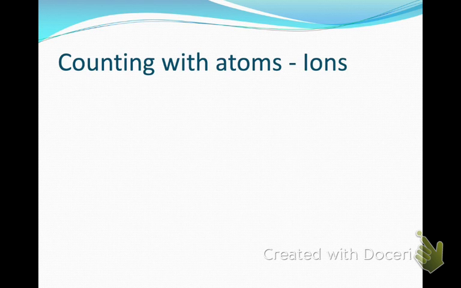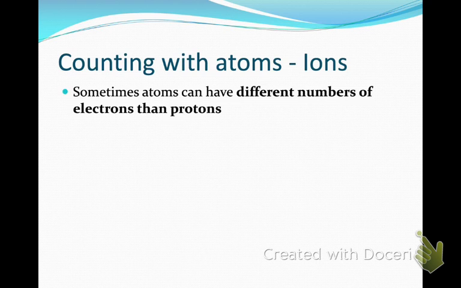All right, so now we've gotten really good at identifying the number of protons, neutrons, and electrons in neutral atoms. We're going to move into atoms now that don't have a neutral charge. We're going to move into atoms that do have a charge. They have different numbers of protons and electrons. So these are called ions.